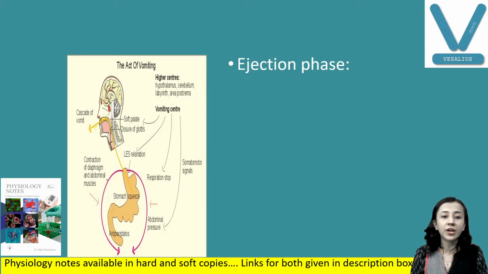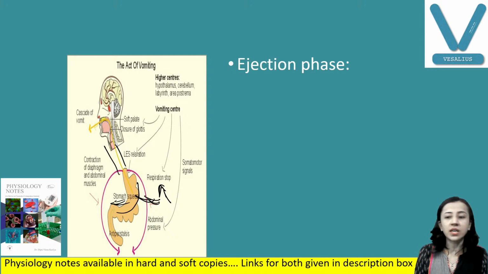Then the pyloric part of the stomach contracts firmly, and contents of the pyloric part are transferred into the body part. Simultaneously there is intense contraction of the abdominal muscles. Abdominal muscles also contract and increase intra-abdominal pressure, and because of the increase in intra-abdominal pressure, all the contents are squeezed out of the stomach into the esophagus. Now they are coming in the esophagus.